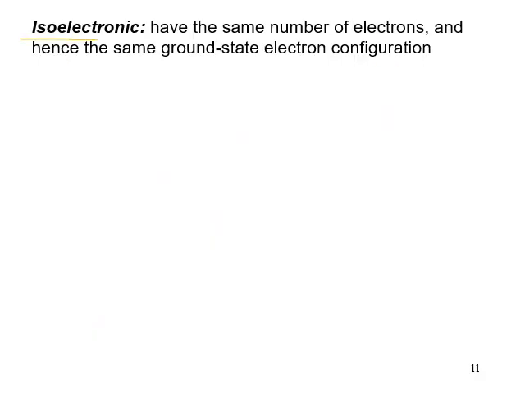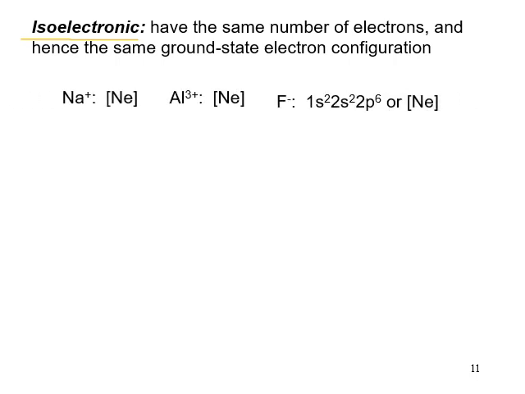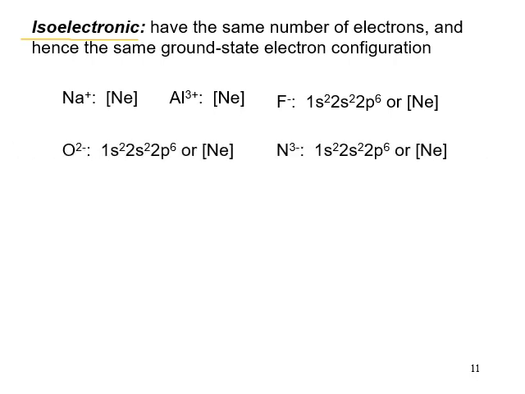Isoelectronic, I mentioned earlier, means that if you are comparing two atoms, whether they're ions or neutral atoms, if they have the same number of electrons and the same ground state electron configuration, they are isoelectronic. All of these are isoelectronic. They all have neon as their ground state electron configuration.